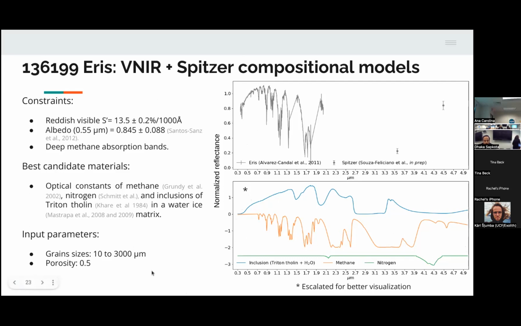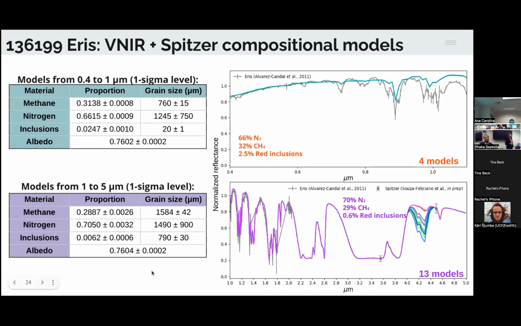I put some organic material in a matrix of water ice to try to reproduce this slope here in the visible range. So for my results, I was not able to find a model compatible with the entire data, so I split it here at one micron. To fit the first part of the spectrum, I need a little bit more inclusions than to fit the second part of the spectrum. And in both cases, we need more nitrogen than methane. That was already supposed by the literature. And a large grain size, on the order of millimeters.